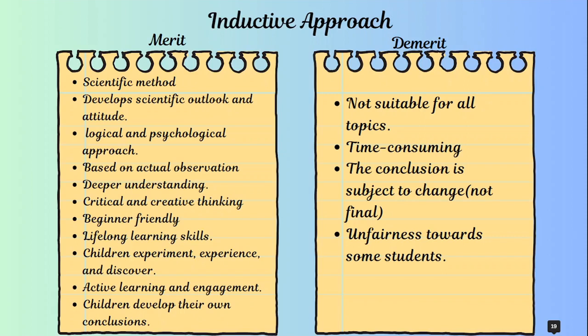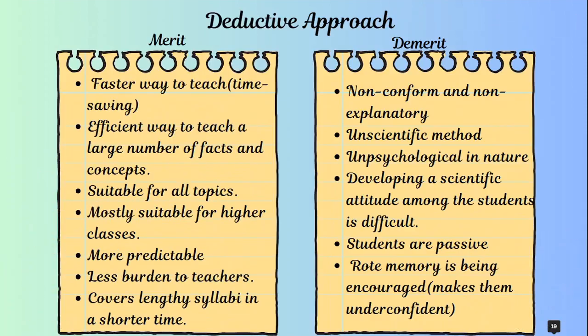So let's see the deductive method's merits and demerits. Let's see the first merit. The deductive method is a faster way to teach. Okay, so it is very time saving. Okay, so it is very efficient to teach a large number of facts and concepts. A teacher can teach a large number of students at a time.